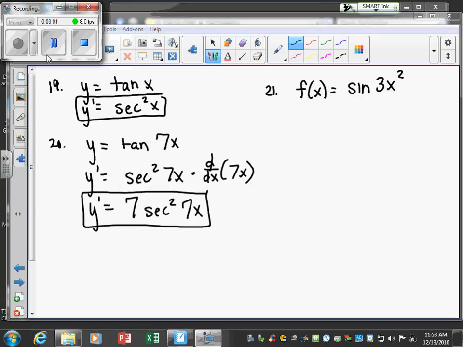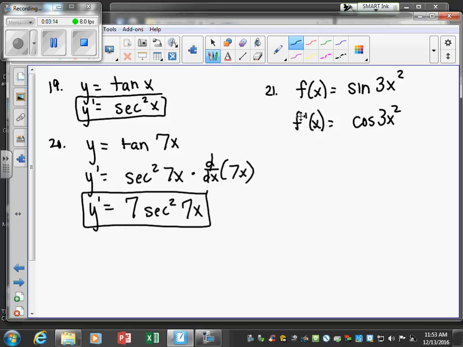Okay, just some more examples. Sine of 3x squared. So our f prime of x, what's the derivative of sine of x? It's just cosine of x, so I'll have cosine of 3x squared times the derivative of 3x squared. What is the derivative of this? 6x, so f prime of x is just going to be 6x times the cosine of 3x squared.